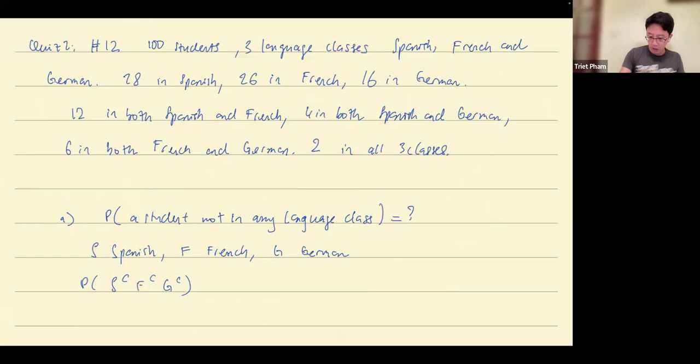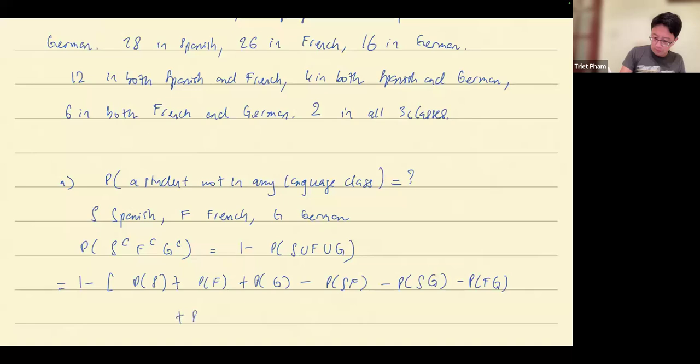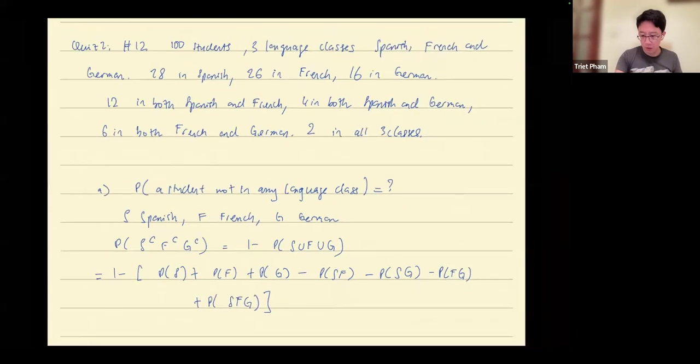Which is exactly 1 minus P of S union F union G, which is exactly 1 minus P of S plus P of F plus P of G minus P of SF, SG, FG, plus P of SFG. And this is an equally likely kind of problem.